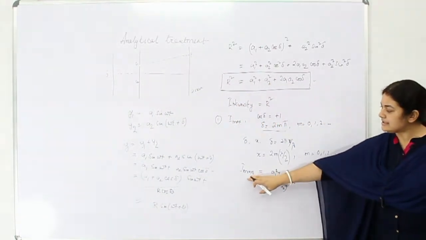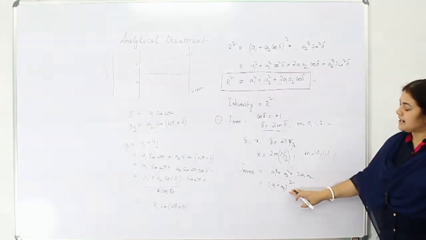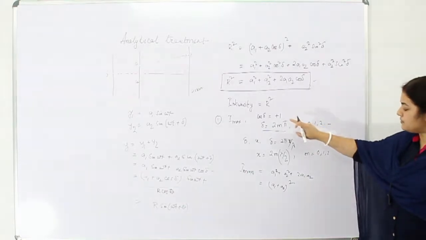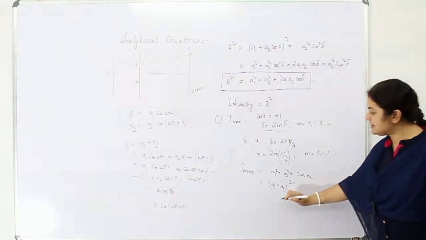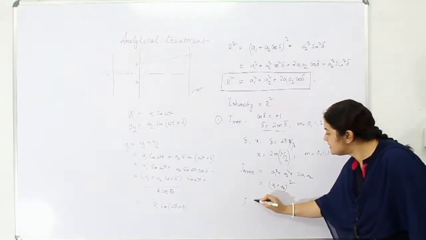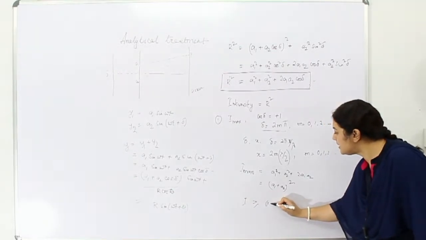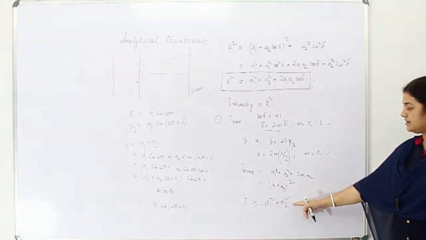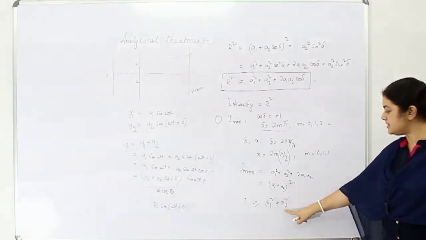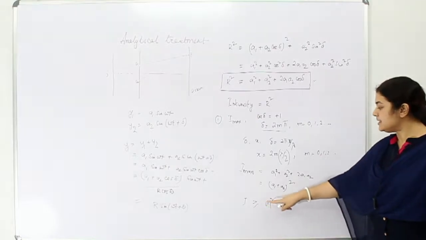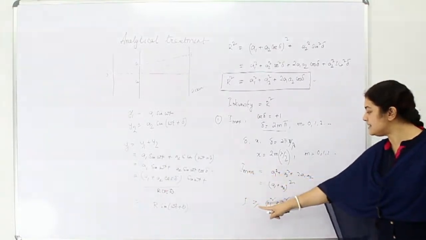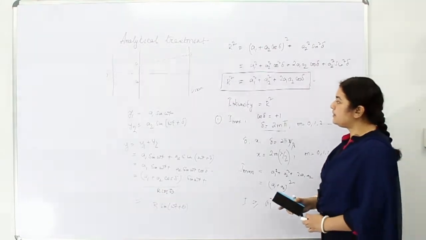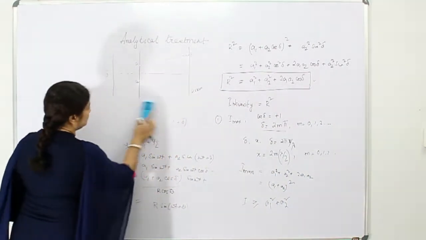Thus we get the resultant intensity maximum when the two waves overlap in phase, that is cos delta equal to 1. We get the resultant intensity I greater than the intensity of the individual waves. That is, this is the intensity of the first one, this is the intensity of the second one. So the intensity I max here is greater than this part. Now let us go for the minimum intensity.